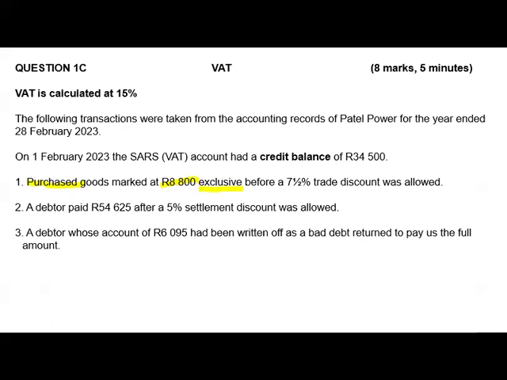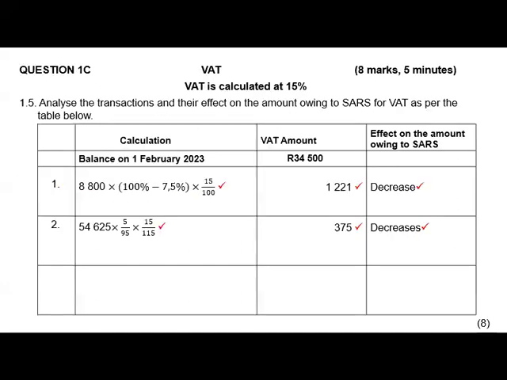But now later on, when the debtor comes back and pays us, that will be bad debts recovered. It means that the money that we get, that 6,095, includes the VAT, and that VAT amount does not belong to us, it belongs to SARS. So VAT on that 6,095 will be VAT output. But firstly, you will have to multiply that 6,095 by 15 divided by 115 because it's VAT inclusive. Then the amount that you get, you will record as VAT output, which increases that 34,500. 8 marks, just like that.